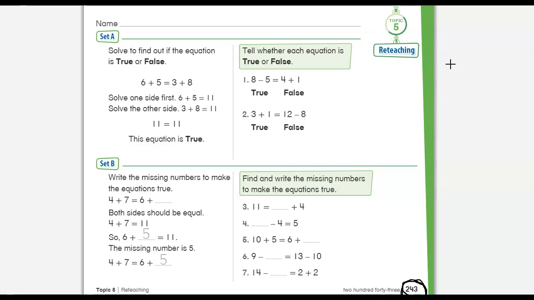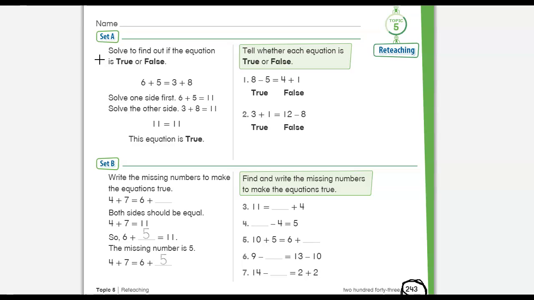So let's begin. We're going to talk about set A. So we have a set A and a set B. So in set A, it gives us an example on the left side here. So it says solve to find out if the equation is true or false. And then below it, it gave an equation. It says 6 plus 5 equals 3 plus 8.